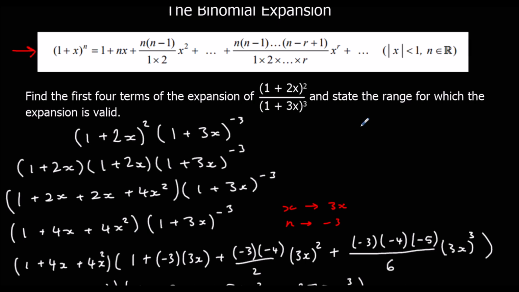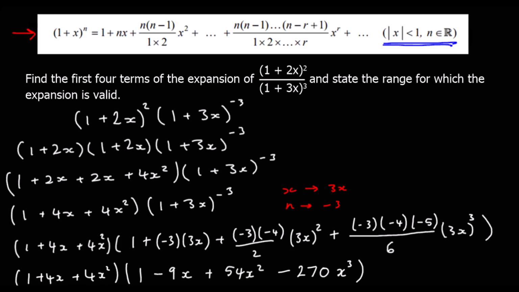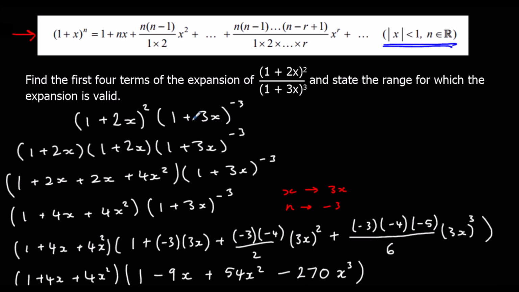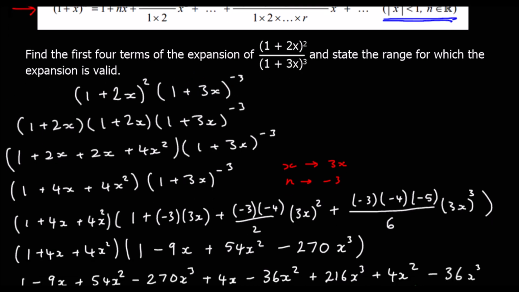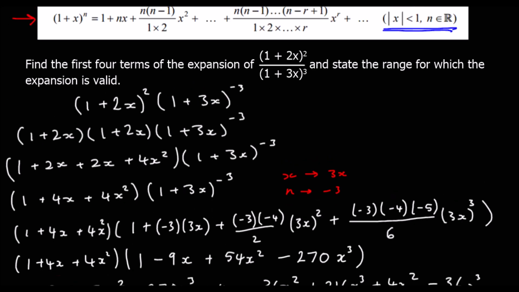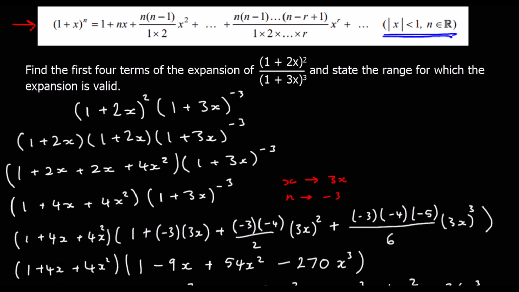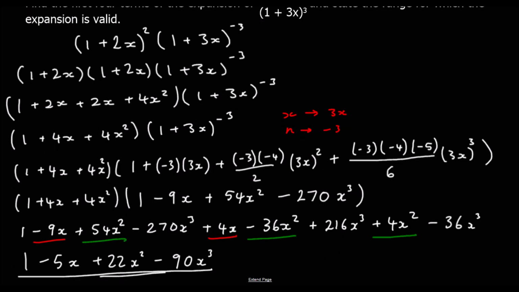So the second part says state the range for which the expansion is valid. Now we're told that this expansion, whenever we use this, is only valid when the mod of x is less than 1. So we used this expansion for this bracket for the 1 plus 3x, and x was 3x. So it's valid when the mod of 3x is less than 1.